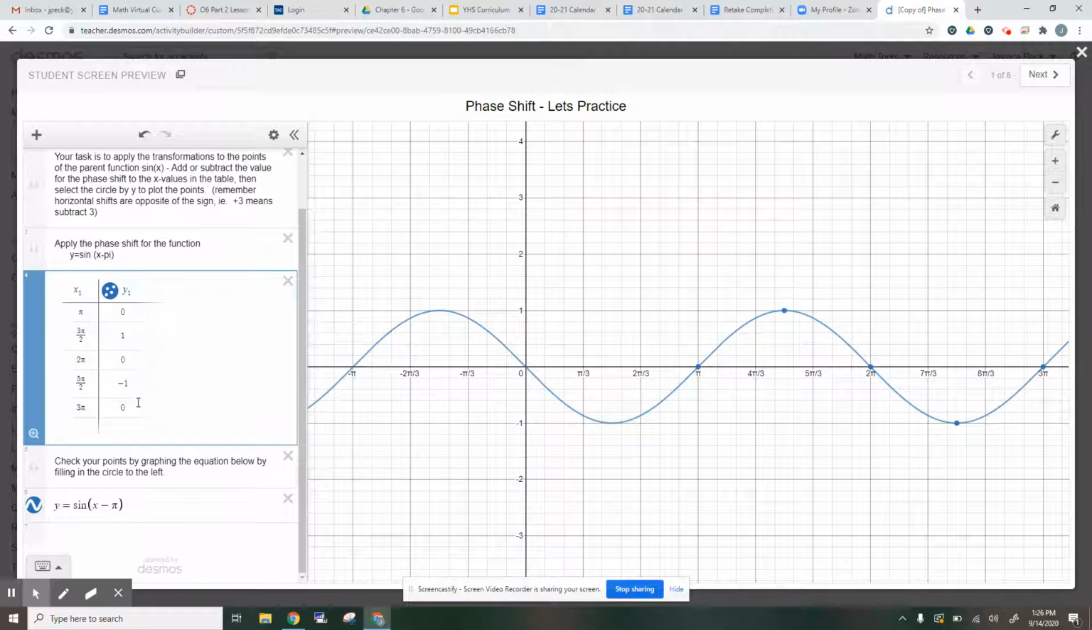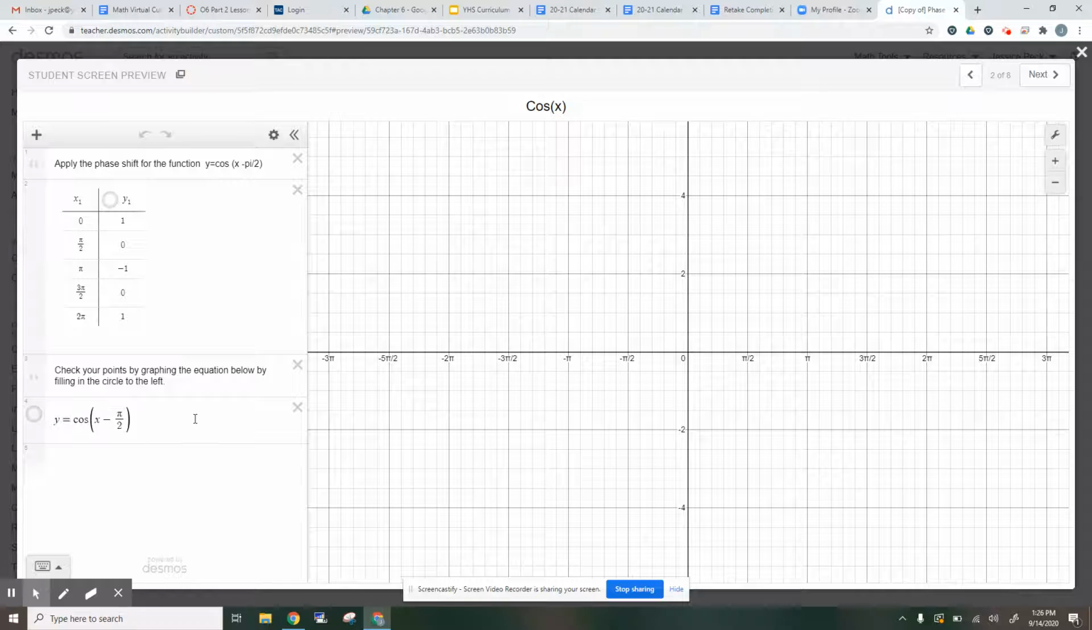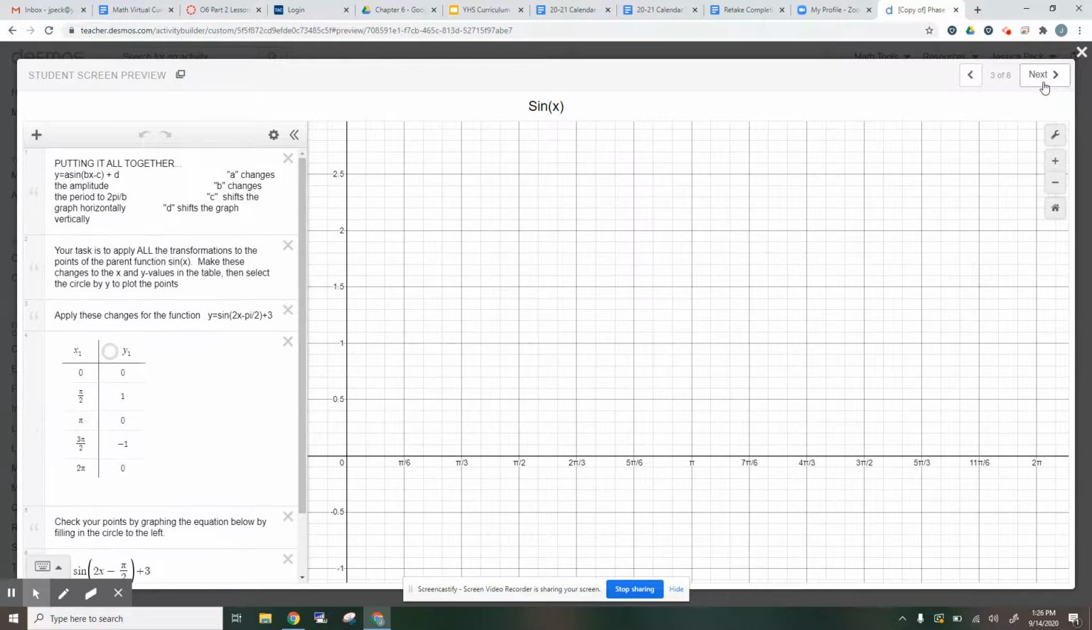Let's say, for example, I messed up this one and I said it was pi over 2. Well, then when it gets graphed, you can tell that this point is not on our graph like it should be. So that tells us that we did the problem wrong. Okay, same thing if I go to the next problem. We have another simple one here, but then it does get a little bit more complicated.